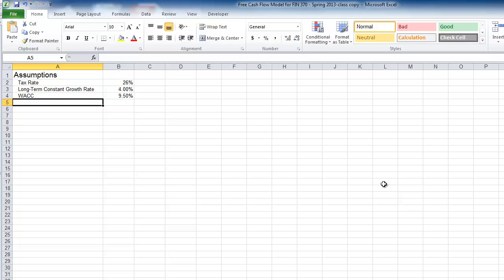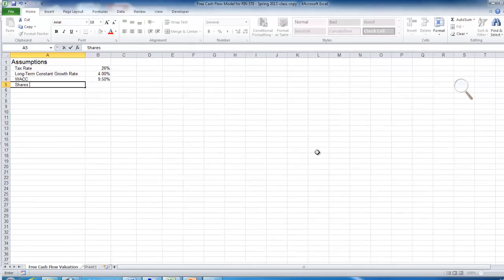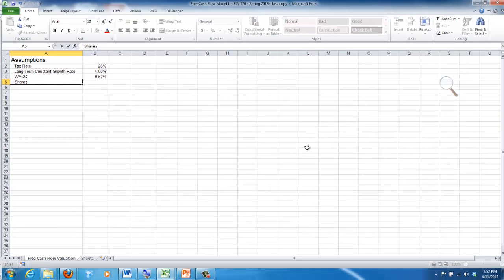And then the number of shares outstanding, we're going to say that there are 1,500 shares outstanding, or if we're doing everything in thousands, that'd be 1.5 million.